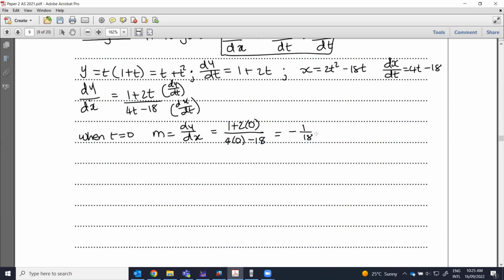Okay, so now that I have my gradient and a point that lies on the line, this is my gradient: negative 1 over 18, and the point is (0, 0), because when t is 0, the y-coordinate is 0 and the x-coordinate is 0. Then we can just substitute into the formula y = mx + c, solve for c, and write out the equation.